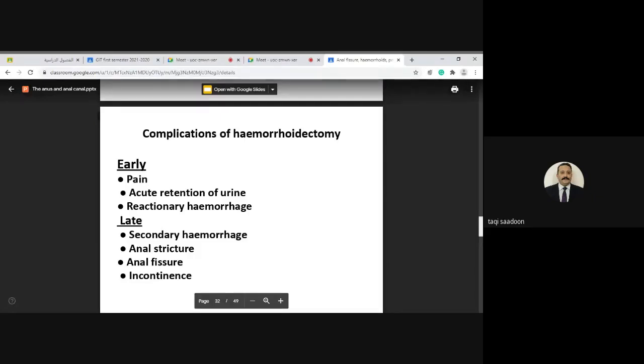This surgery carries complications. What are the complications? Early complications may be pain, but this is very important: acute retention of urine and reactionary hemorrhage, sometimes severe bleeding. Or late complications: secondary hemorrhage and anal stricture. And as I told you, anal stricture is very serious. Or anal fissure and incontinence. Incontinence is a disaster also to the patient if you cut the external sphincter.